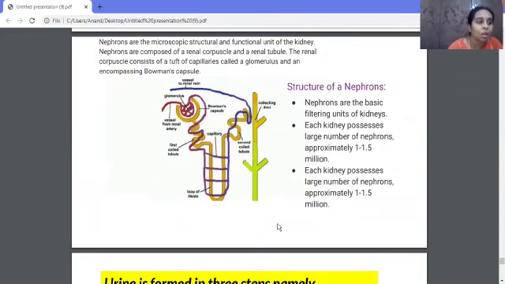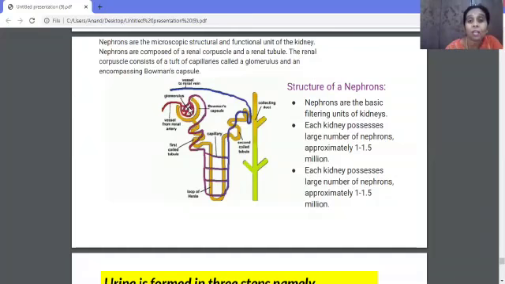The first step is glomerular filtration. Inside the Bowman's capsule, there is a branch of the renal arteries, called renal because they are present in the kidney. The arteries enter the Bowman's capsule and break up to form a tuft of capillaries. We call it the glomerulus. As soon as the blood enters the nephron with high blood pressure, it gets filtered.